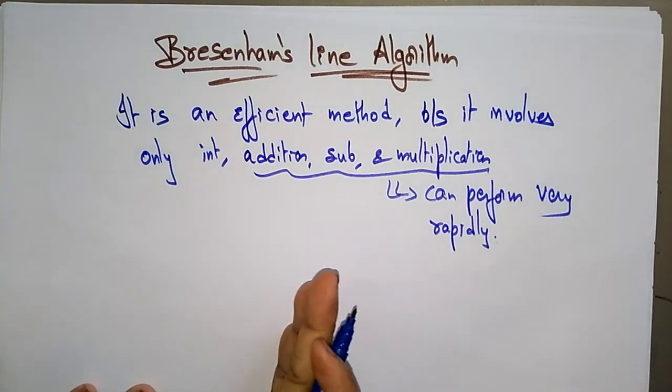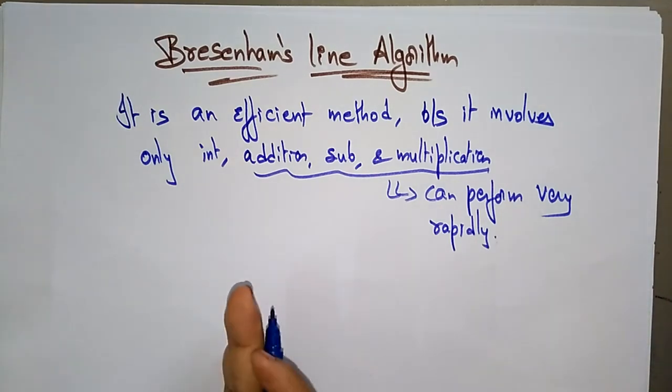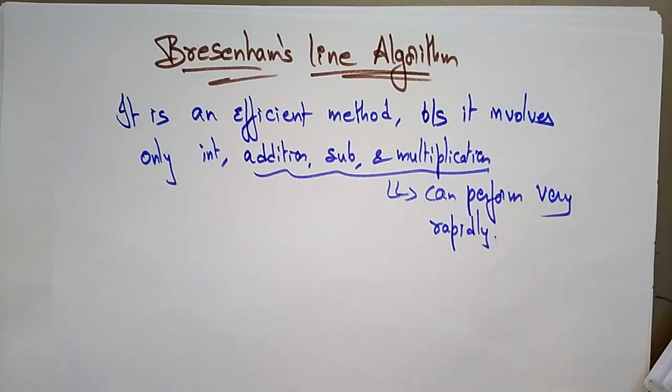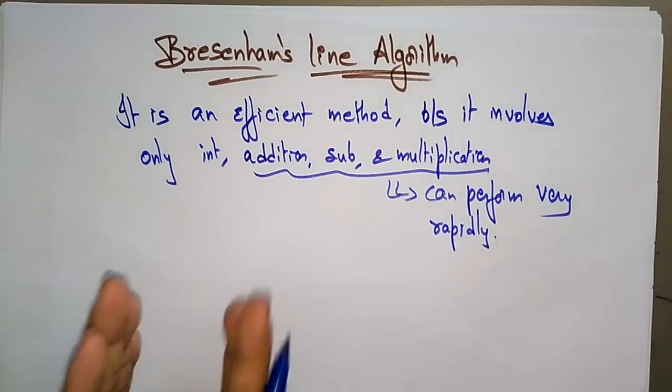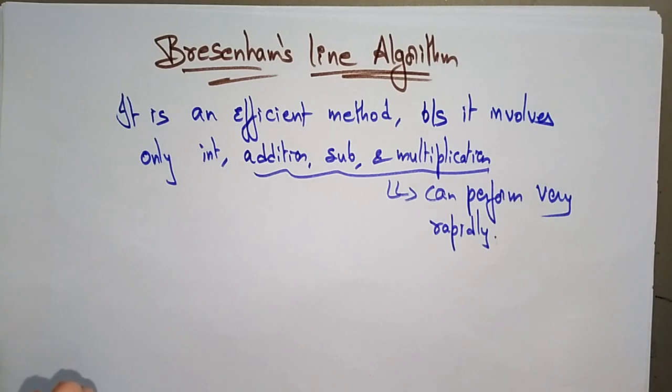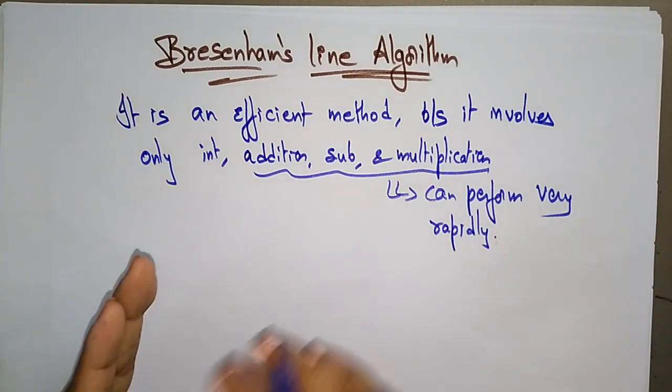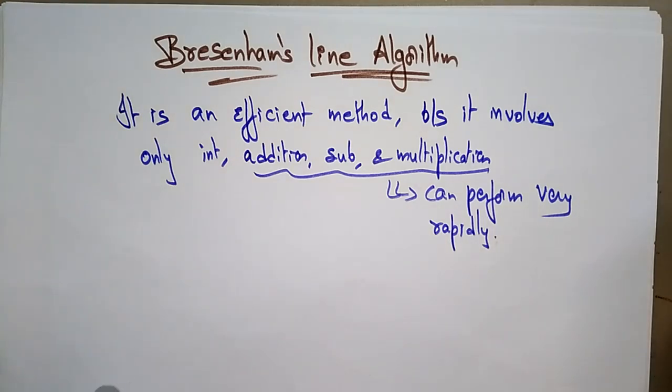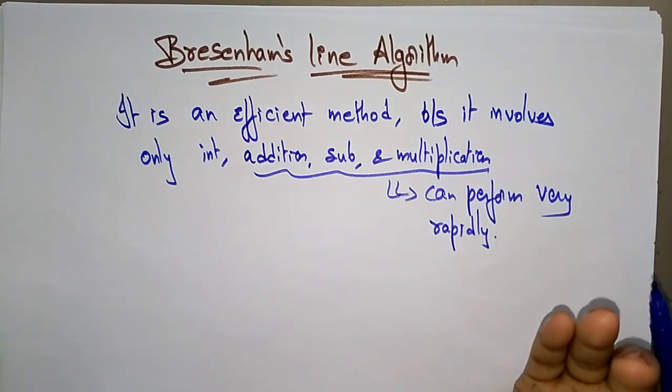In this method, the next pixel selected is the one that has the least distance from the true line. Whereas if you take the DDA algorithm, how can the next pixel be identified? With the help of the previous pixel, the next pixel can be identified.